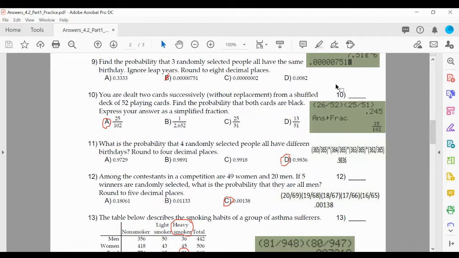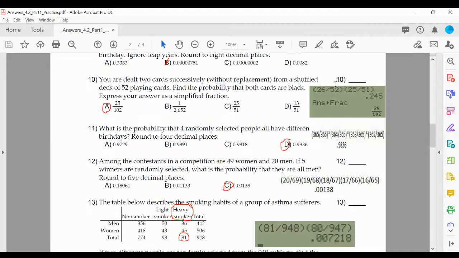You dealt 2 cards successively without replacement from a shuffled deck. Now, if he didn't say without replacement, you would assume without replacement. When they replace things, they have to tell you. Here, he's just being a nice guy and saying, oh, by the way, I'm not replacing. He didn't have to say that.